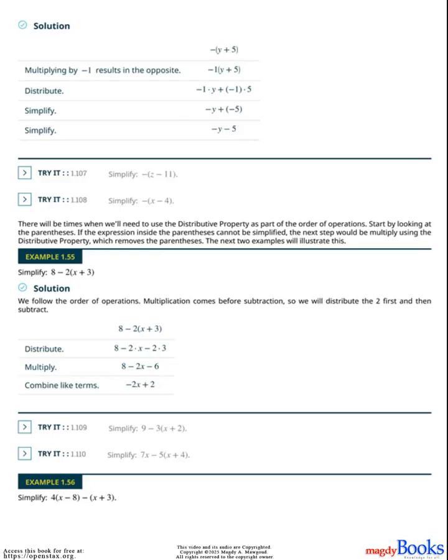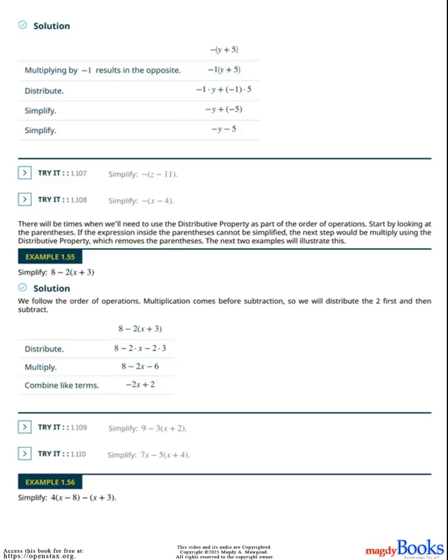Negative 1 times (y plus 5). Distribute. Negative 1 dot y plus (negative 1) dot 5. Simplify. Negative y plus (negative 5). Simplify. Negative y minus 5. Try it 1.107. Simplify.